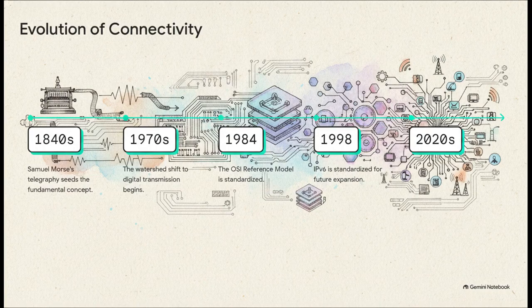We start way back in the 1840s with Samuel Morse's telegraphy, which literally seeded the concept of encoding language into electrical pulses. Then, by the 1970s, we hit this watershed shift to digital transmission. 1984 gave us the OSI reference model. In 1998, IPv6 was standardized to handle future internet expansion, bringing us right into the 2020s, where 5G and the Internet of Things are accelerating massive global deployment.